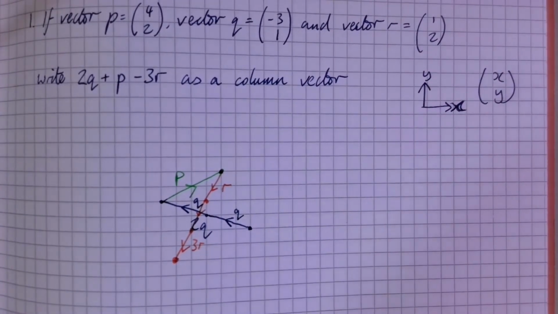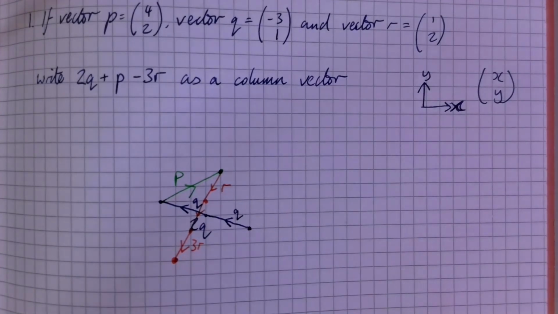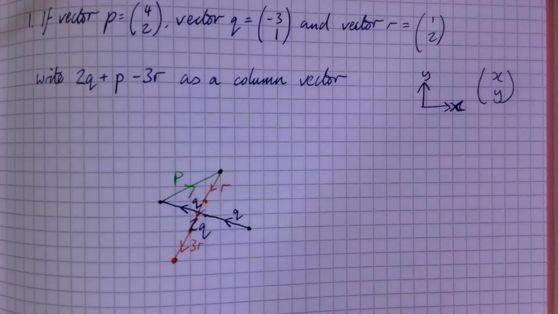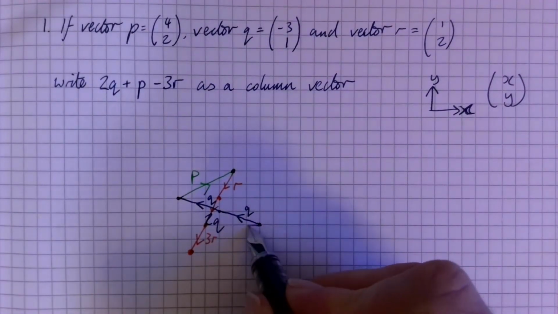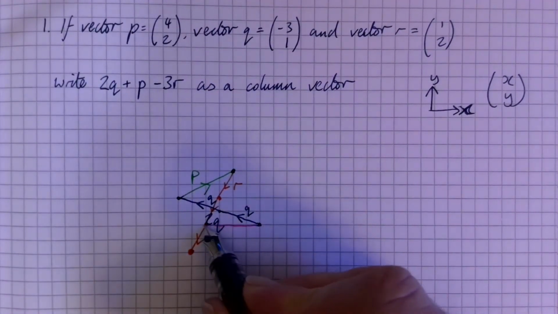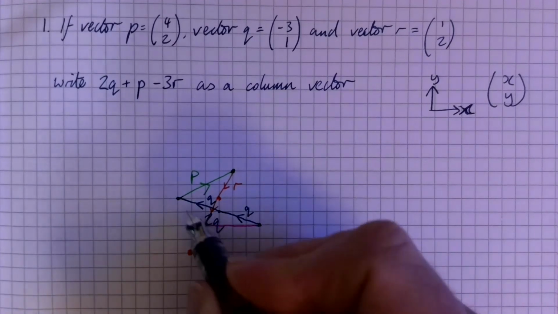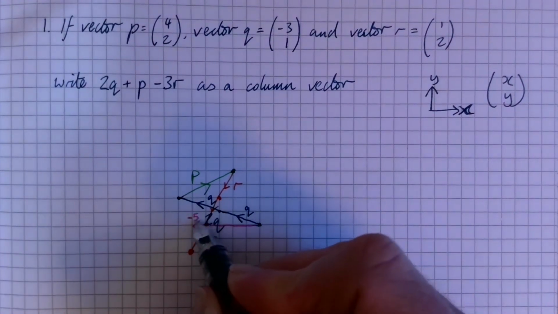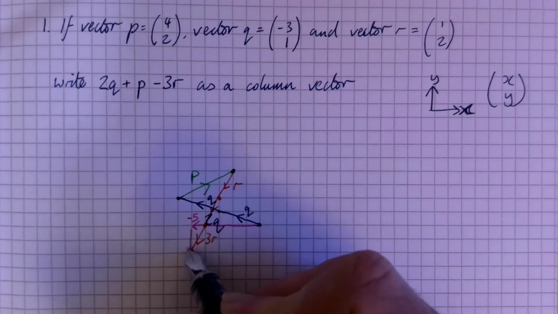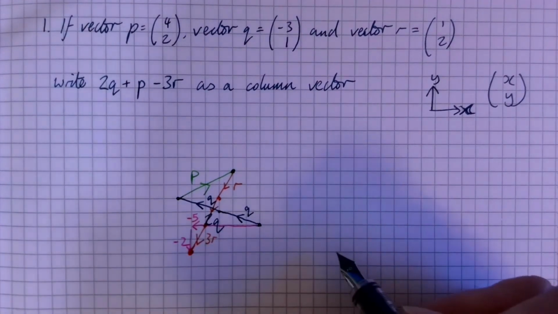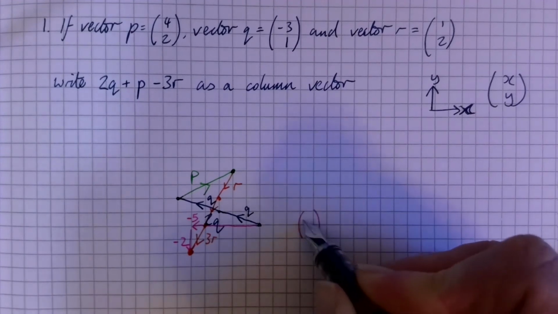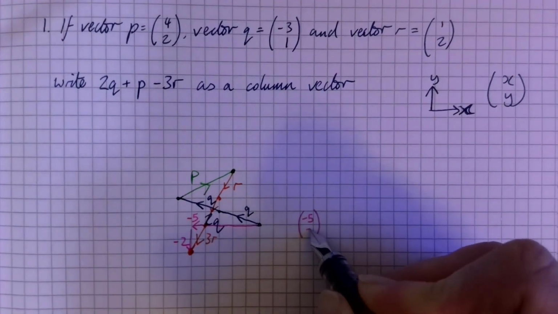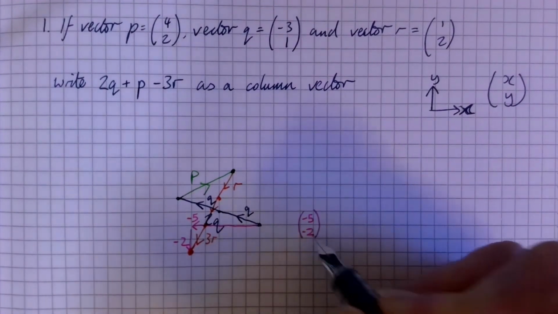Now where am I in comparison to where I started? Well, I started over here, didn't I? And I am 1, 2, 3, 4, 5 to the left, and going left is negative, and I am 2 down, and down is also negative. So by drawing, I can say that it's -5, -2.